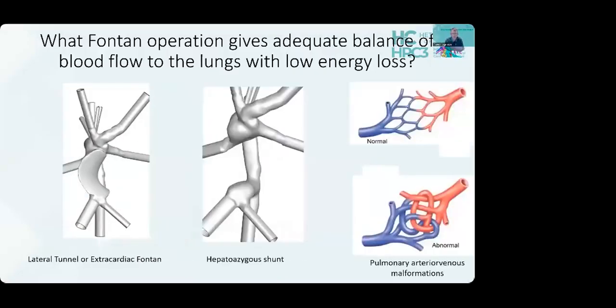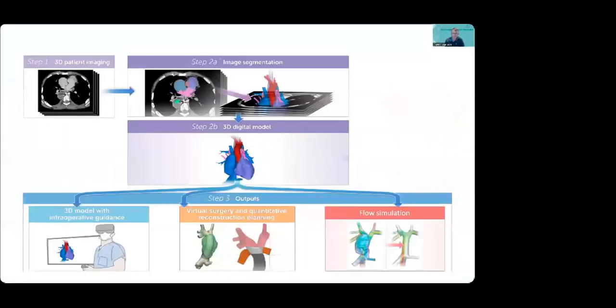And so really the goal is to achieve both low energy loss and then balance of the hepatic venous return to both lungs to avoid pulmonary arteriovenous malformations, which can occur in these patients, particularly patients with interrupted inferior vena cava, where all the blood flow from the liver can be directed towards one lung, and in the other lung pulmonary AVMs can form. So certainly this is a principal goal to avoid in these patients.